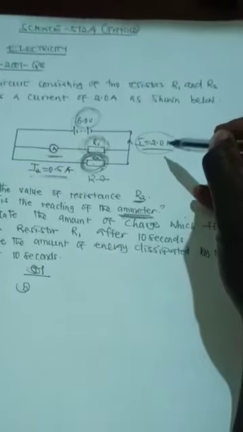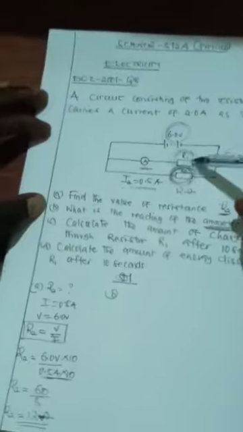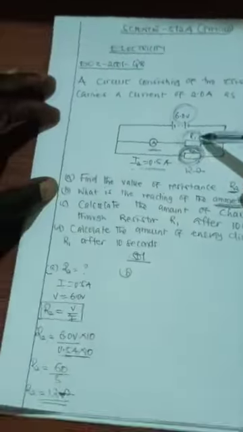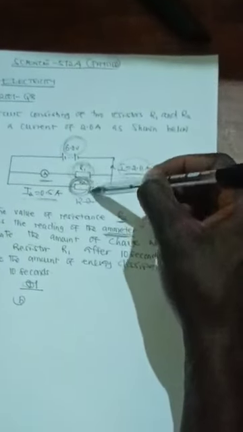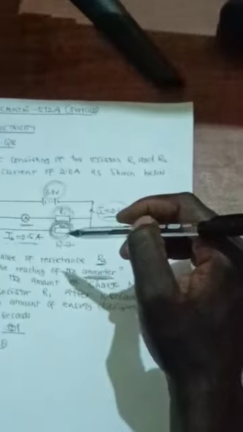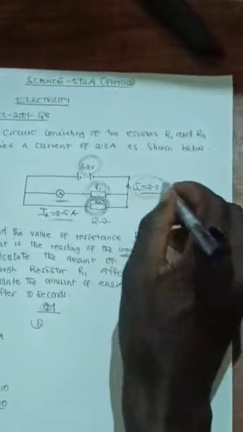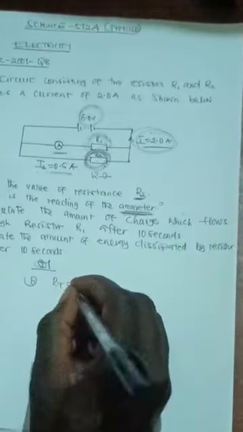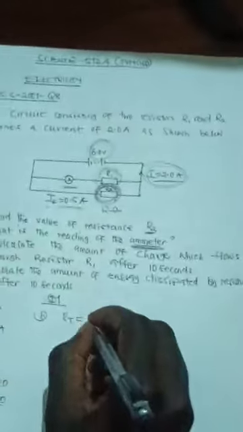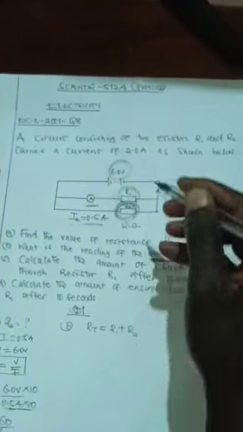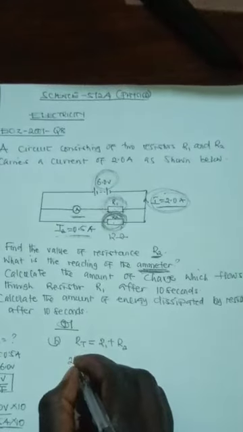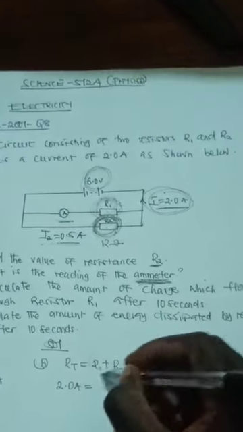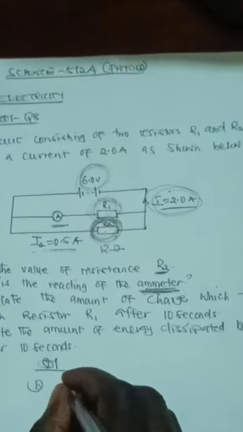So remember this principle, that in a parallel connection, current differs, and the sum of current flowing in resistors connected in parallel is the current flowing in the circuit. In this case, we know the total current flowing in R1 and R2. So the total current is equal to I1 plus I2, and the total current is 2.0 amps. What is the value of I1? This is what we want to find.